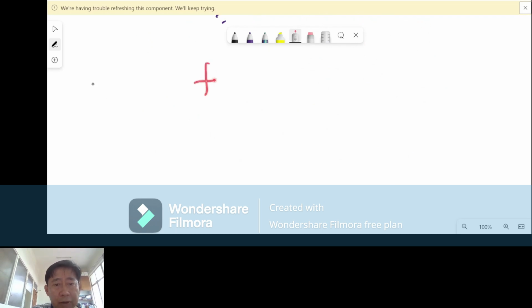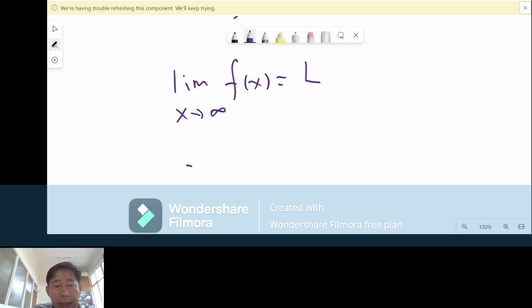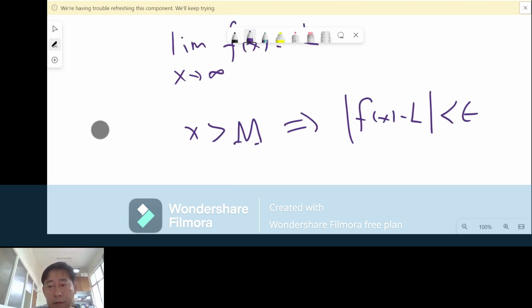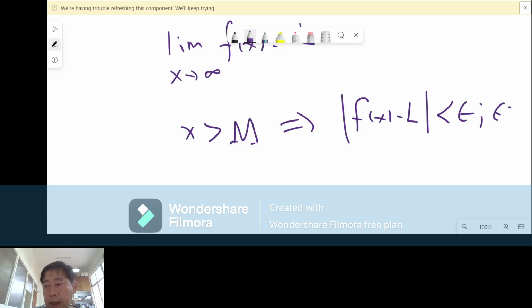If you have a function that is known to have a limit of L when x tends towards positive infinity, you have to show that there exists a number m such that whenever x is larger than m, it implies |f(x) - L| is less than epsilon, for any epsilon that is positive.